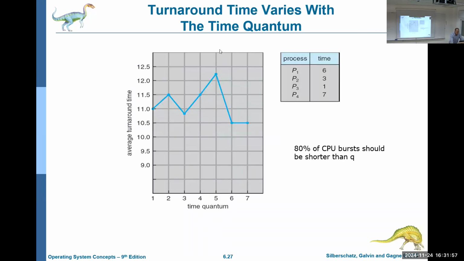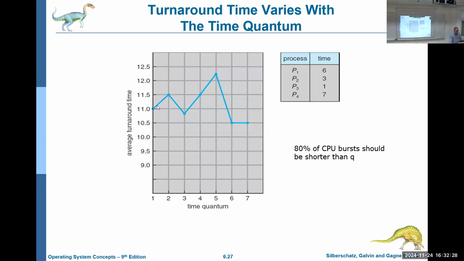The time quantum. This is the average turnaround time. You could calculate this, but we're not gonna calculate it. This is saying the average turnaround time, which we want to be high or low? Low, we want it to be low. And if the quantum is let's say 1, it'll be 11.